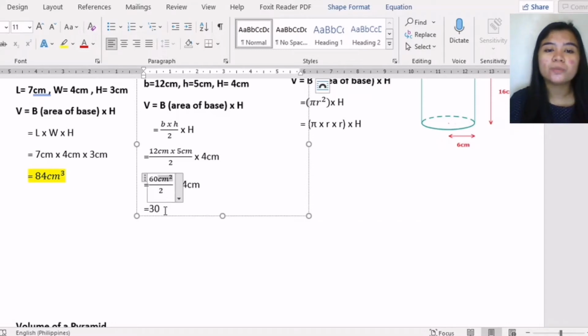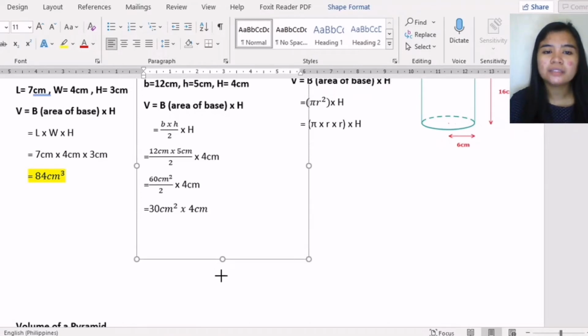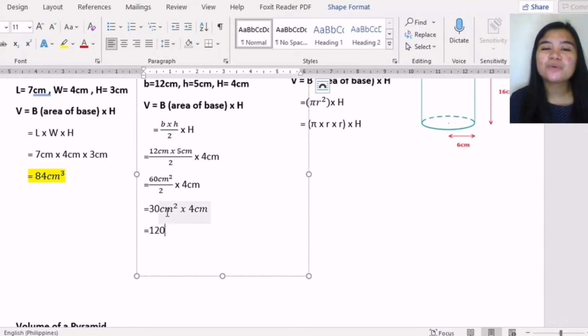I'll just copy it below. Square centimeter. And then copy the multiplication symbol, and then copy 4 centimeter. Then write equal. And then, 30 times 4, so, 120. And then, square centimeter times centimeter, so, that is cubic centimeter.